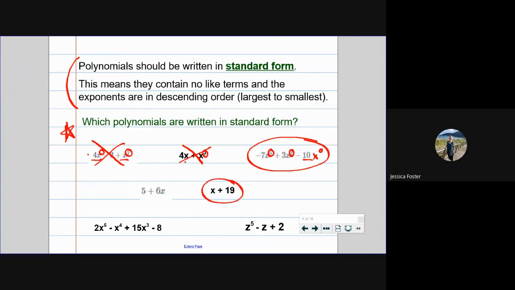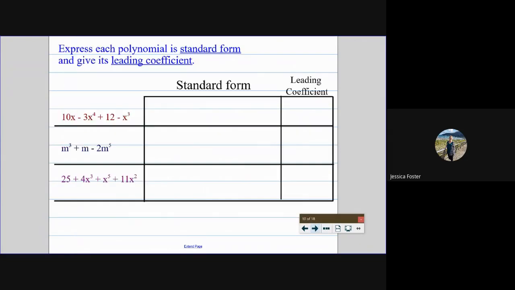All right, I have x plus 19 is written in standard form. 5, 4, 3, 0. So this is written in standard form. 5, 1, 0. So this one is also written in standard form. Not written in standard form because we have 0, 1, so it's going up, ascending instead of descending. All right, let's go ahead and take a look at writing them.